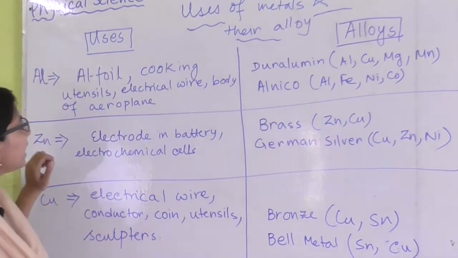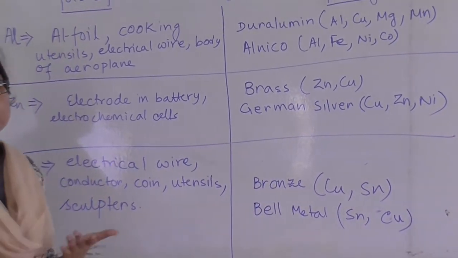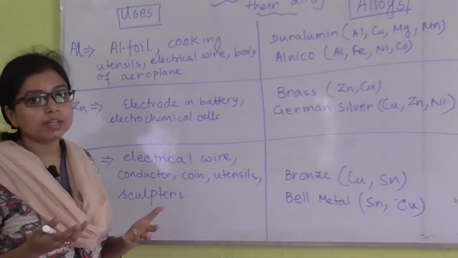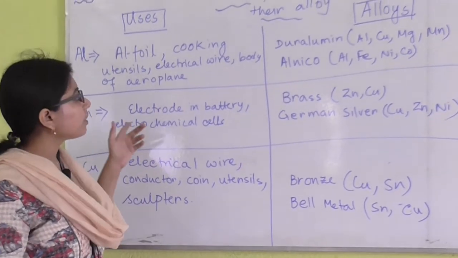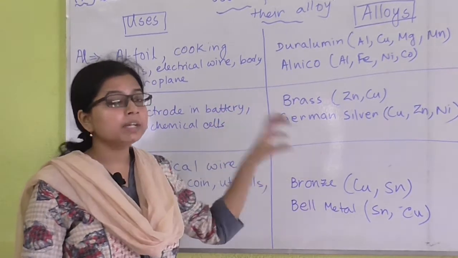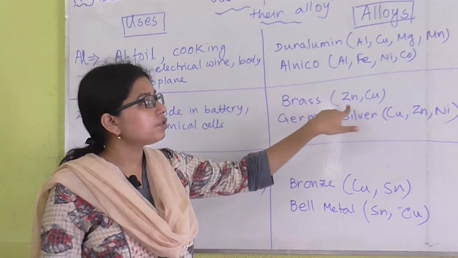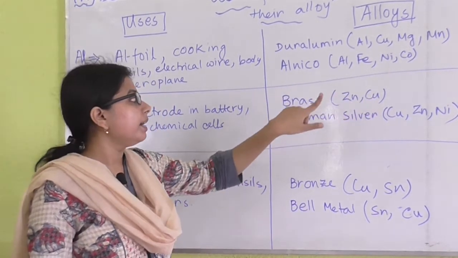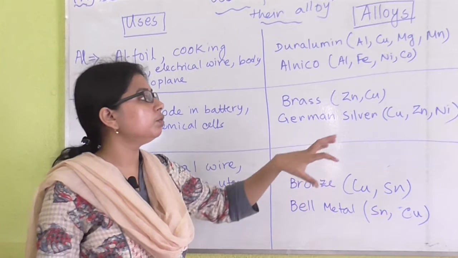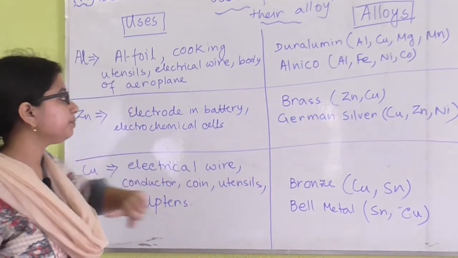Okay. The next metal is zinc, and we know that for galvanization, to make the electrode of the battery and the electrochemical cell, we need zinc. So zinc is actually very important industrially, and the very common alloy of zinc is brass. Okay. And brass contains zinc as well as copper. And another important alloy is German silver, which is also very common to us, and it contains copper, zinc as well as nickel. Okay.